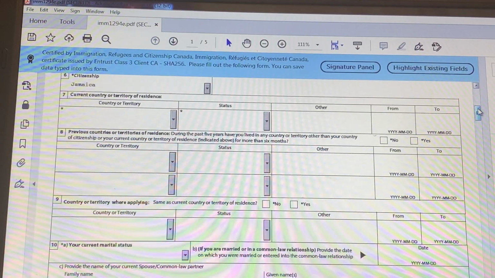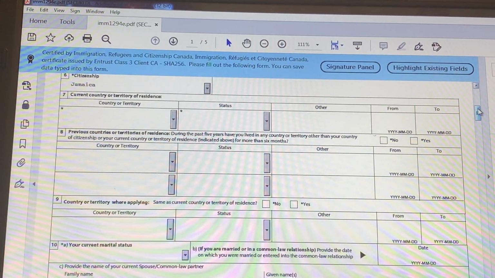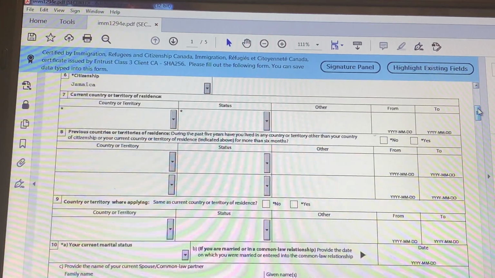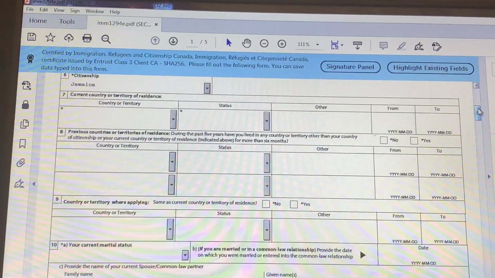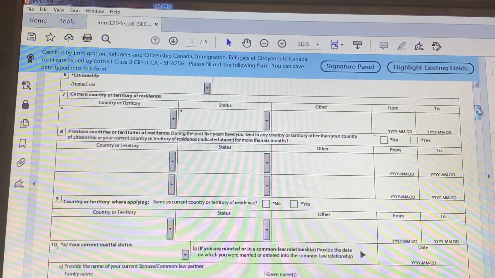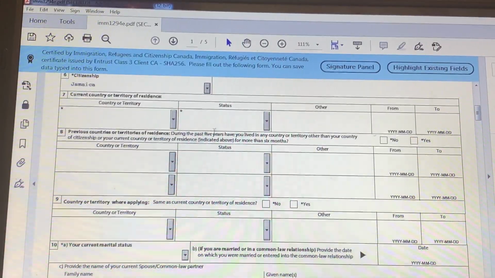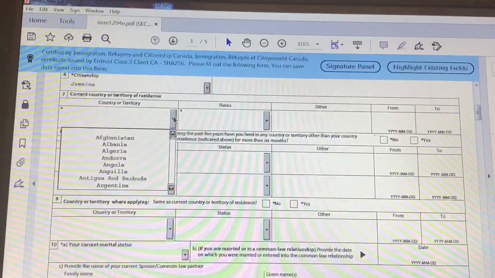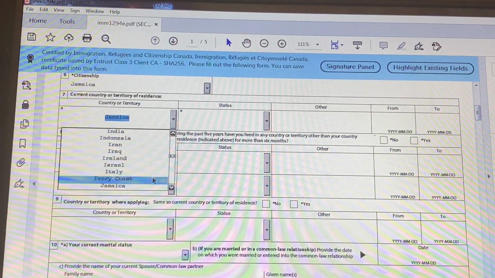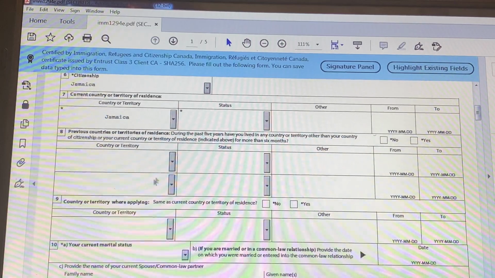Okay, guys, now we are at country or territory of residence. This is where you're living when you're applying for your study permit. Whichever country you're applying from, where you currently are is what you'll put here. Not where you're born or where you're a citizen. It's where you are a resident, which means where you are living right now. Okay, guys? So Mr. John Brown is still living in Jamaica. So of course, he's going to put Jamaica.